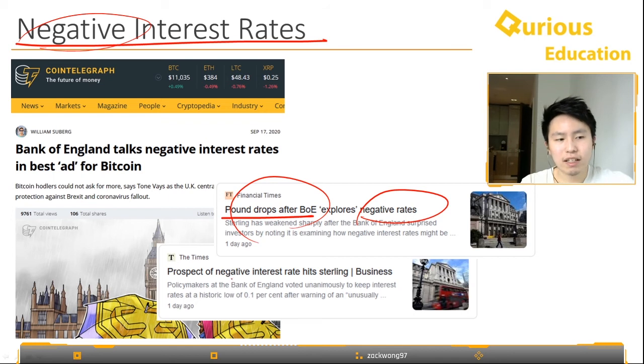But whereas if the interest rates increase, then everyone will want to save their money in pounds because they'll be able to get a higher interest from their savings account.